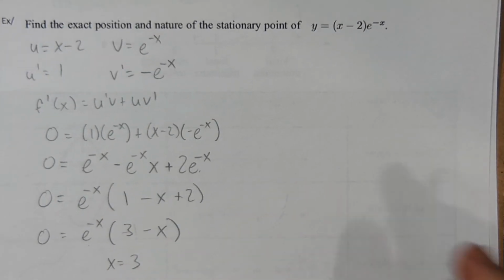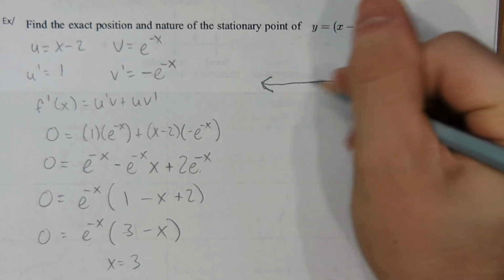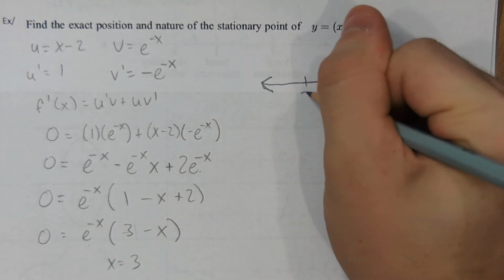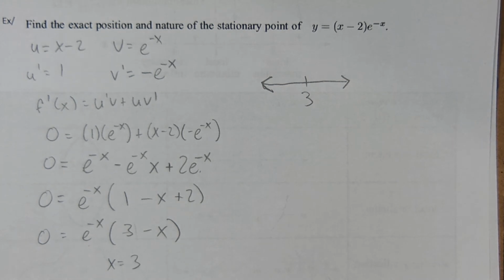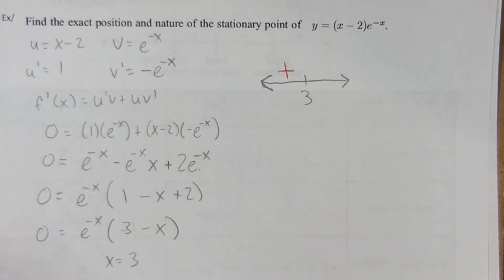So our sign diagram is remarkably easy for this one because it has a single point on it. No need to get big here. There. So let's plug in a number to the left of 3. How about the number 0? Well, e to the 0 is 1 times 3. Yeah, that's positive. And how about I plug in a number to the right of 3, like 4?